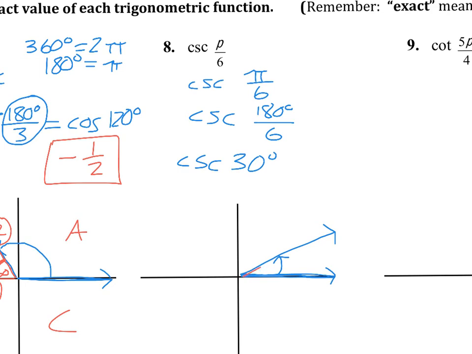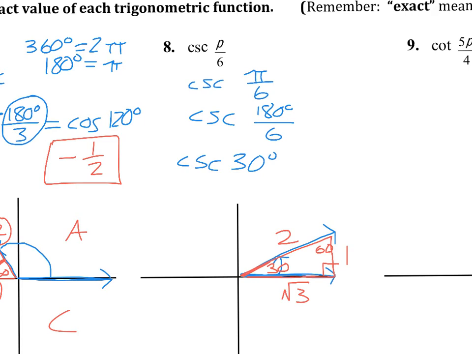Draw the triangle. So this angle was 30. This angle has to be 60, and here's our right angle. So across from the 30 is where the 1 goes. Across from the 60, rad 3, and the hypotenuse is 2.